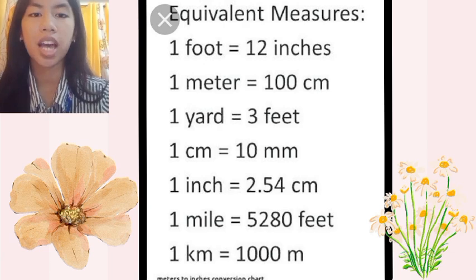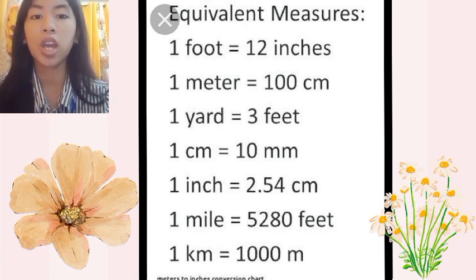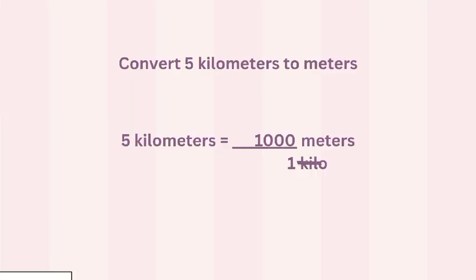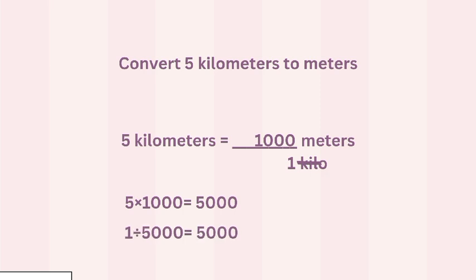Okay, let's do an example. Say you want to convert 5 kilometers into meters. We know that 1 kilometer is equal to 1,000 meters. So we can set up our conversion like this. Convert 5 kilometers to meters. First things first, we multiply 5 kilometers by 1,000 meters. Then, we divide it by 1 kilo. The answer to this equation is 5,000 meters. Don't forget to add meters.